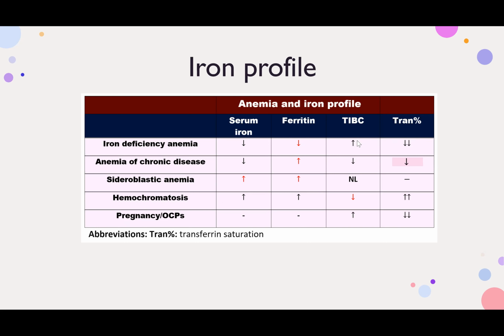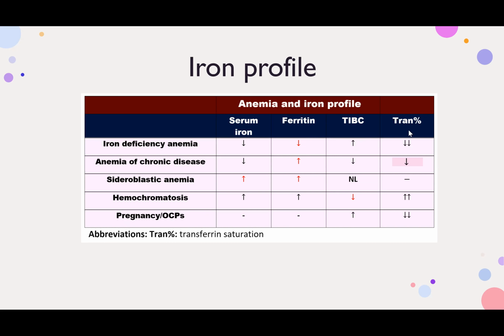What's the TIBC? TIBC is the ability of the body to get iron. Whenever the body thinks it needs iron, the TIBC is going to be high. Whenever the ferritin is low, the TIBC is going to be high because the ferritin is the storage form. So when the ferritin is low, the body thinks it needs iron, so the TIBC is going to be high.